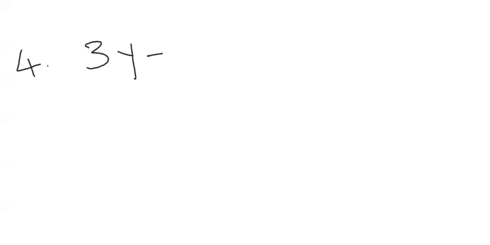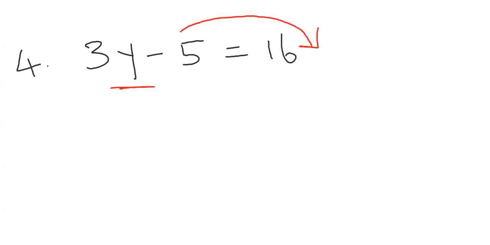3y minus 5 is equal to 16. The variable in our equation is y, so we want to find the value of y. To do that, we do the same thing that we have been doing: collect like terms.